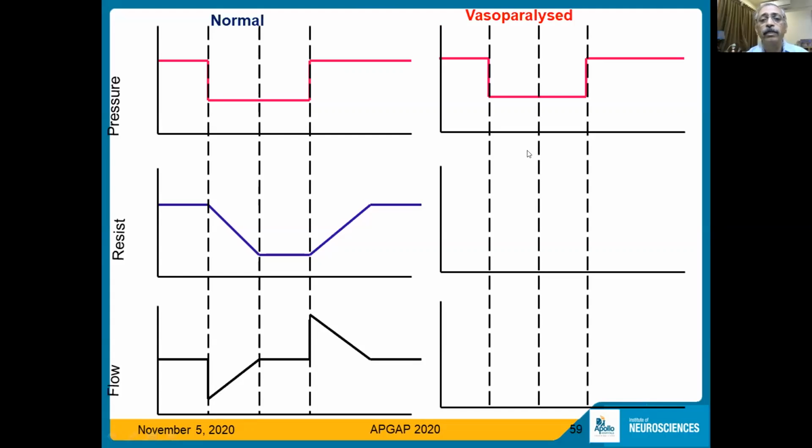Whereas in the vasoparalyzed state, the pressure drops, there is no change in the resistance, the vessels are maximally vasodilated, and the flow continues to be low as long as the pressure is low.